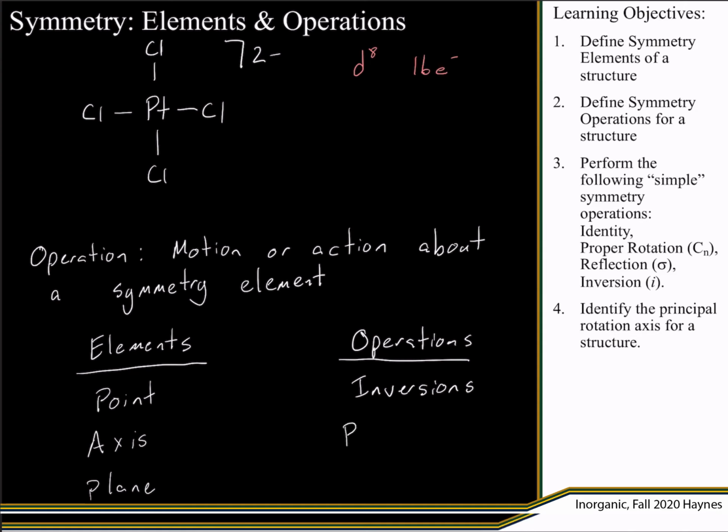An axis is going to be rotations, right? We rotate about an axis. And a plane is going to be reflections. Right? So these are the actions that we take about these symmetry elements. And again, we're going to use this platinum tetrachloride as our example. It is a square planar complex, right?